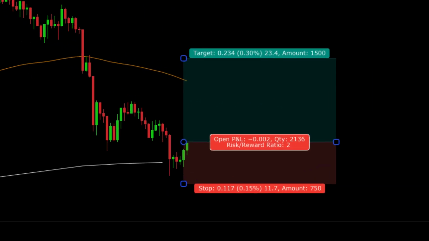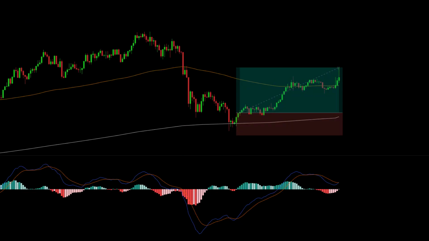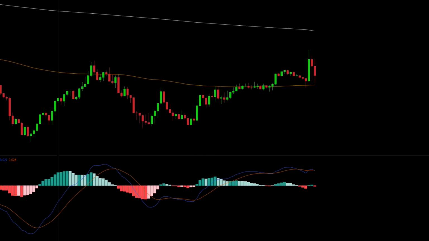We place our stop 2 pips below the previous swing low and target 2 to 1, and this one hits our target of 2 to 1. And now we flip to shorts. This is what I will test for shorts.